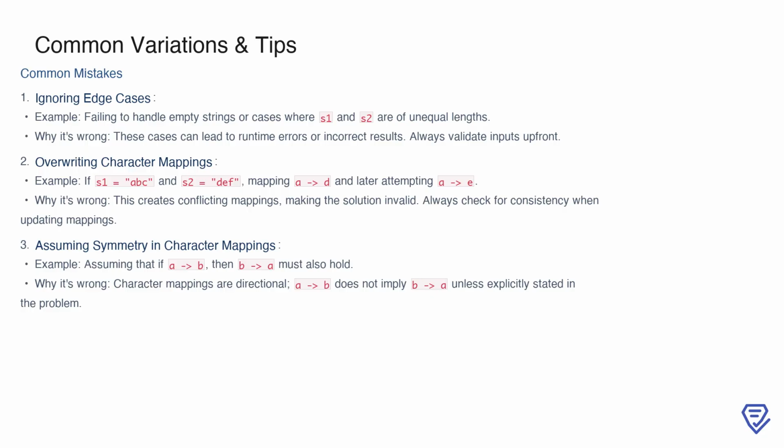Another mistake is overwriting character mappings. For example, if S1 is ABC and S2 is def, mapping A to D and then later trying to map A to E would create conflicts, rendering the solution invalid. Always check for consistency when updating mappings. Lastly, many people assume symmetry in character mappings, thinking that if A maps to B, then B must map to A. However, mappings are directional, and this assumption can lead to incorrect logic unless explicitly stated in the problem requirements.